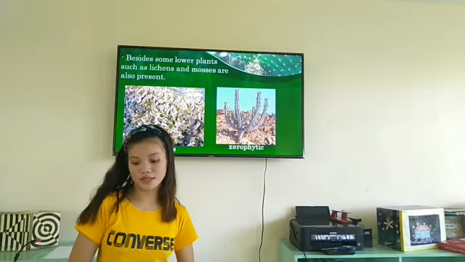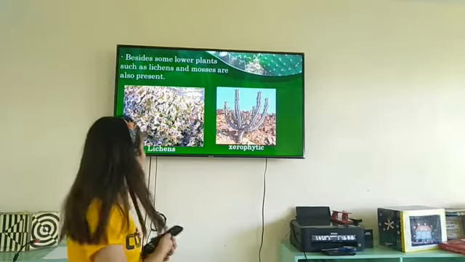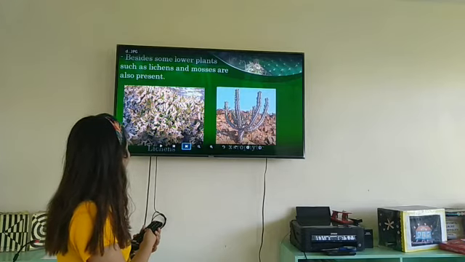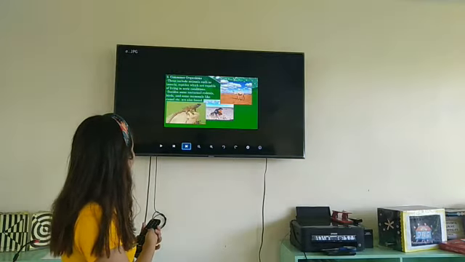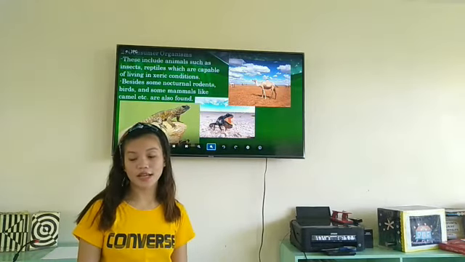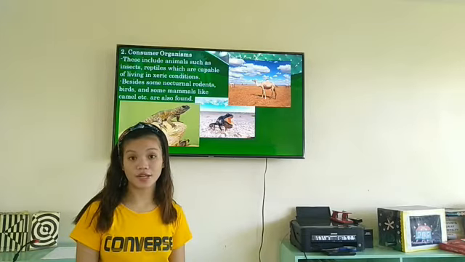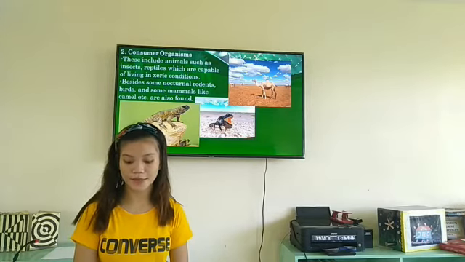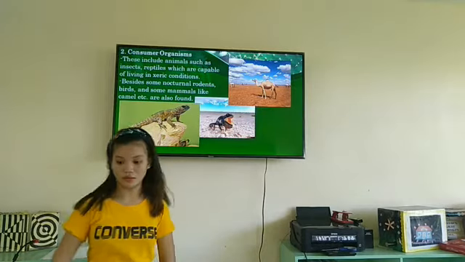Besides, some lower plants such as lichens and mosses are also present. Next is consumer organism. These include animals such as insects, reptiles of which are capable of living in xeric conditions. Besides, some nocturnal rodents, birds, and some mammals like camel, etc. are also found. This is the example of reptiles and the camel.